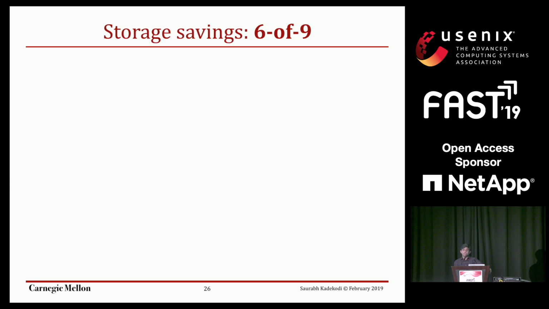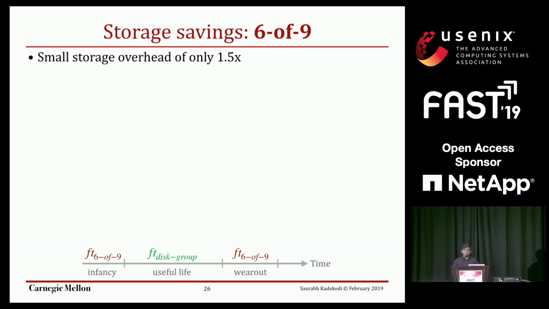So let's look at how much storage cost we were able to save. When we employ a 6 of 9 erasure coding scheme as the default, we have to remember that a 6 of 9 scheme is pretty aggressive in the sense that it has a small storage overhead of only 1.5x. And to recap, when we say that 6 of 9 is default, we mean that the infancy and the wear out stages employ a 6 of 9 erasure coding scheme, and we have a disk group specific scheme according to the failure rate determined by HeART in the disk group's useful life.